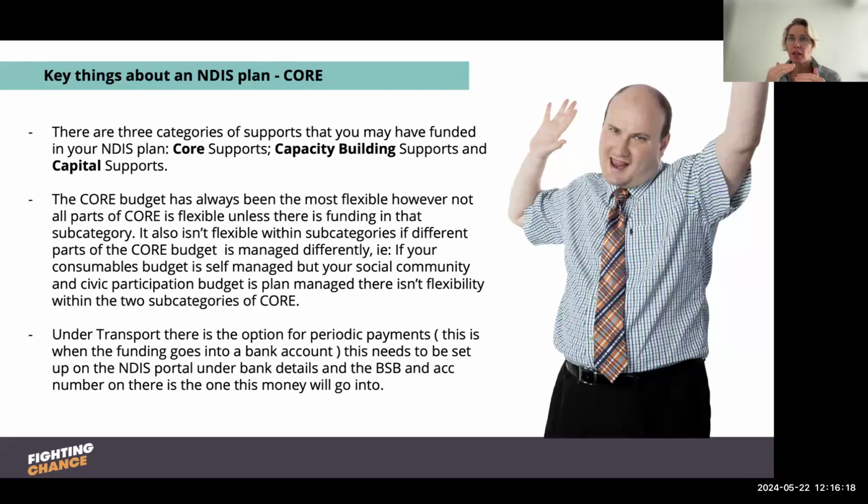So consumables, daily activities, whatever the subcategory, can have whatever amount in there based on the NDIA making a reasonable and necessary decision on what they believe the person requires. The flexibility part is, say consumables has $500 in it, daily activities has 40,000, social community has 20,000, and transport's a little bit different. But if transport is not a periodic payment, then it can be used flexibly between the budgets. If you need more than $500 for consumables, you can take from one of the other subcategories in core, as long as they are all managed the same.